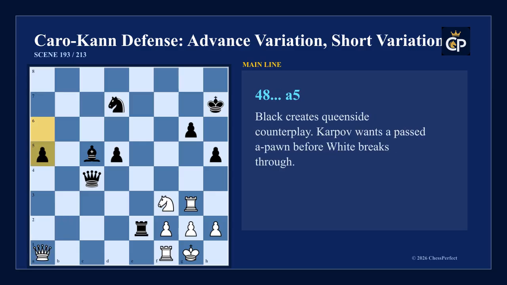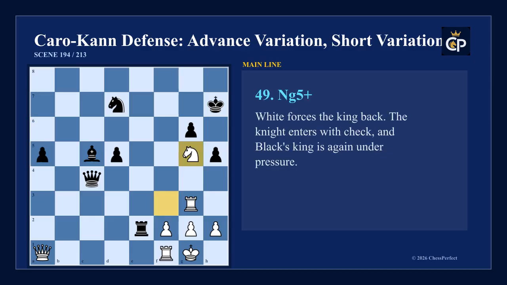a5. Black creates queenside counterplay. Karpov wants a passed a-pawn before white breaks through. Knight g5, check. White forces the king back. The knight enters with check, and black's king is again under pressure.